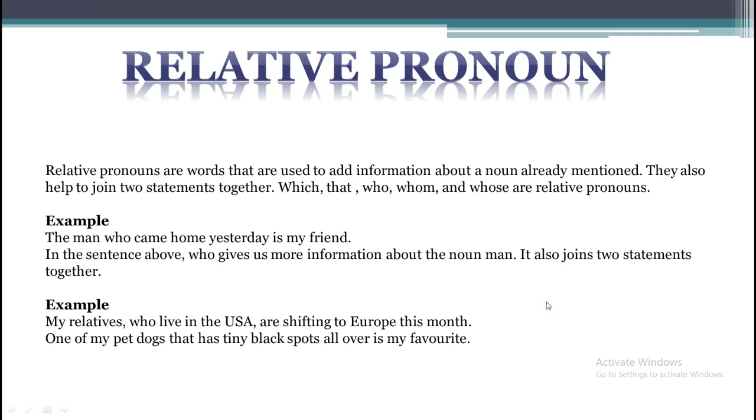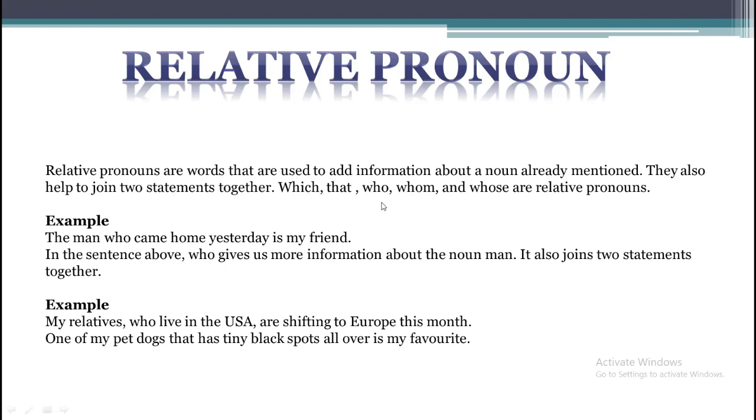The next type is relative pronoun. In the relative pronoun, a few words are used in order to add more information. Relative pronouns are the words that are used to add information about a noun already mentioned. So, there's a noun which is mentioned. If I want to add more information, more facts, about that particular noun, then I use my relative pronoun. They also help to join two statements together.